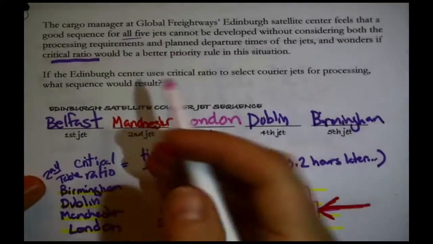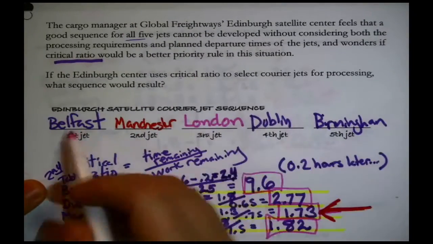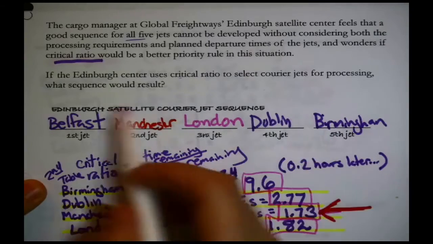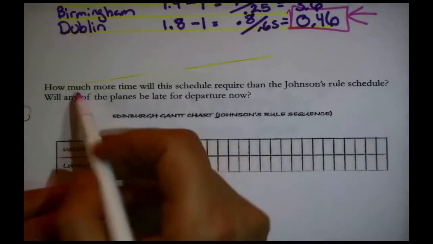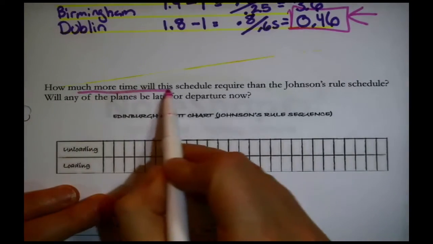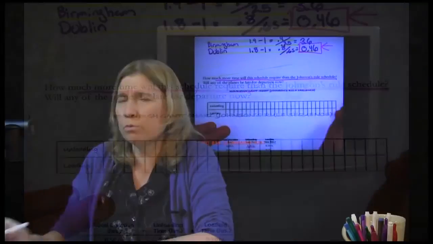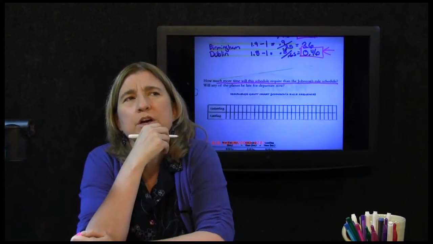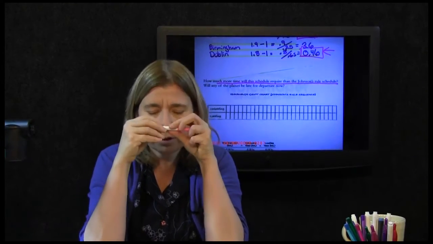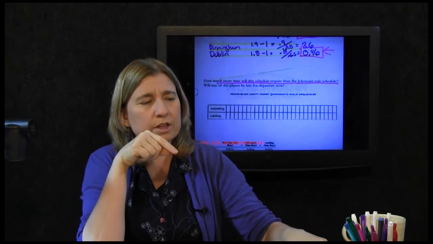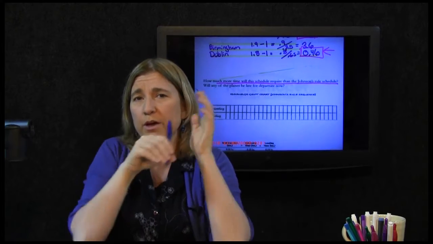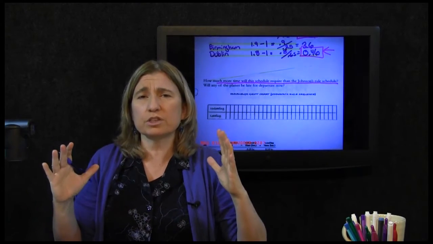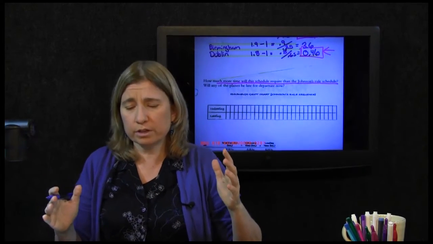If the Edinburgh Center uses critical ratio, all right, well, that's what we just did. What sequence would result? Okay, we got that part, but on the next page it says, how much more time will this schedule require than Johnson's rule? Oh, Johnson's rule was the subject of the scenario before this one. Johnson's rule was that rule that always finds you the schedule with the minimum make span, which is to say it takes you the least amount of time from start to end to do everything.